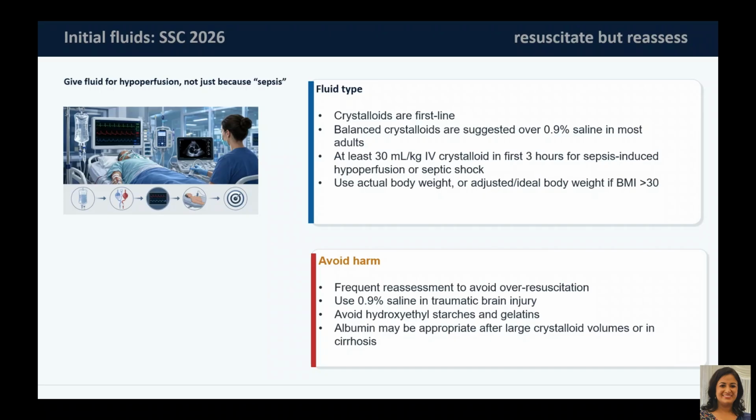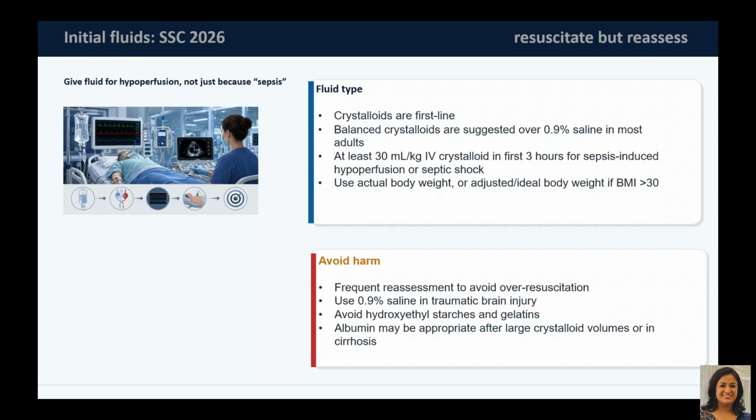Okay. So when you are giving the fluids, the crystalloid is the first line. And out of that, the balanced crystalloid is the evidence-based one. Plasmalyte is the balanced crystalloid available, but we do not have it. So we are going for 0.9% saline. So in our setup, if a 50 kg person comes with sepsis, we are going to give 0.9% saline, about 1,500 ml during the first 3 hours.